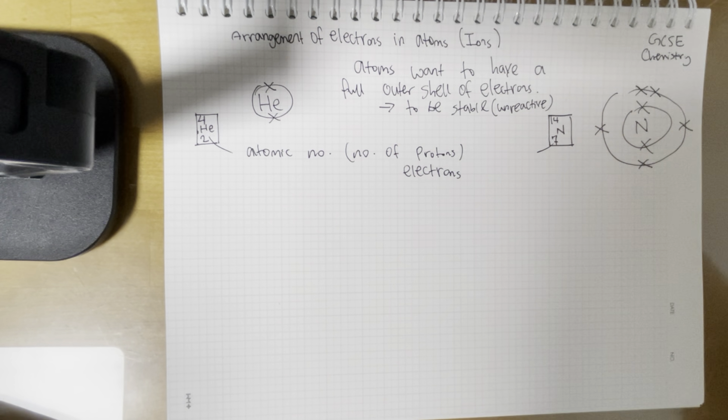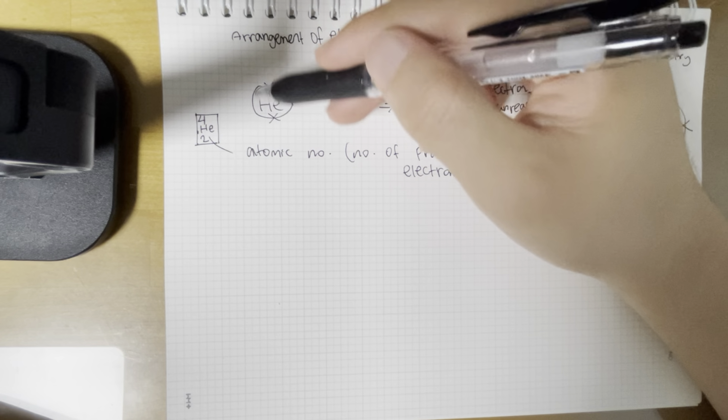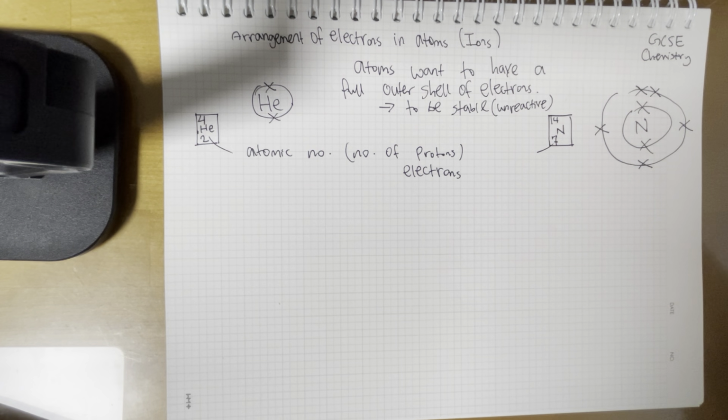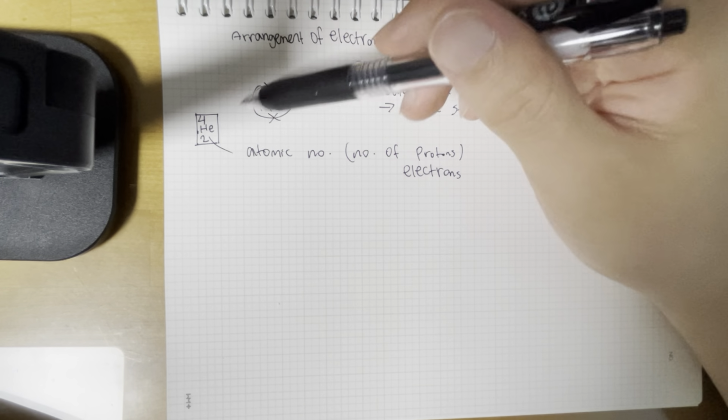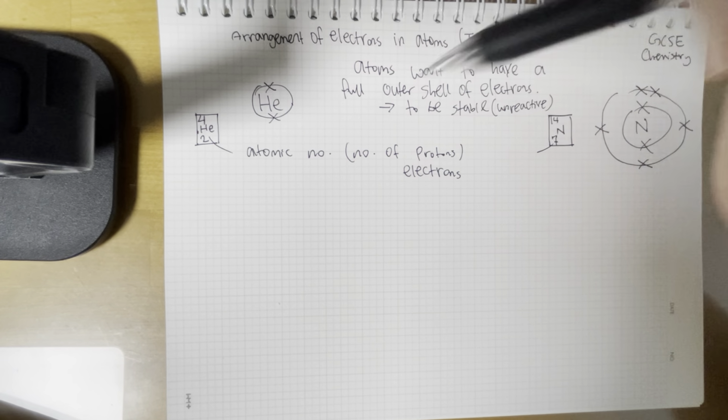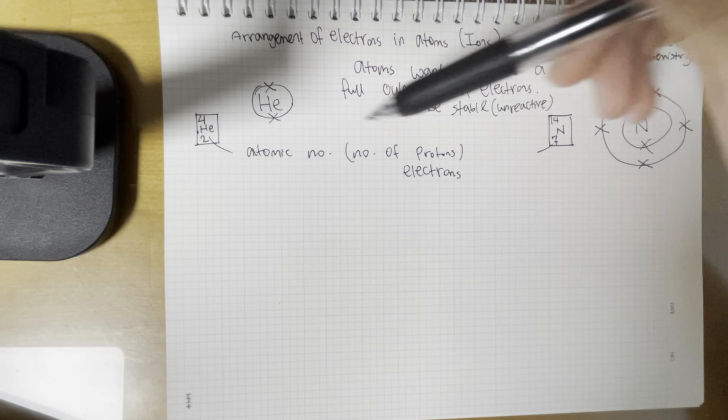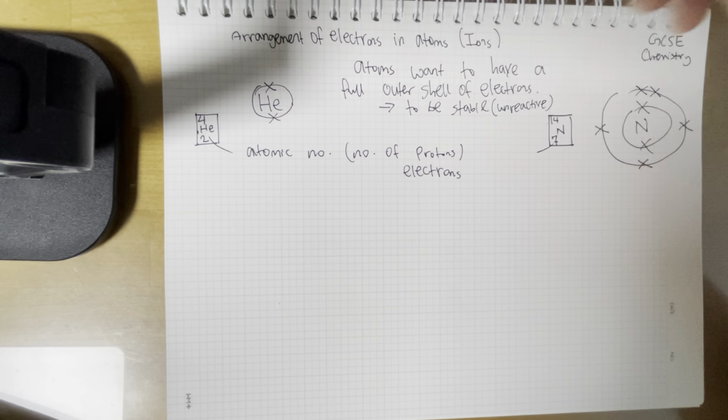Well, this is why. The shell is what the electrons circle the nucleus in. So the nucleus has protons, right? The protons pull the electrons together, and these electrons orbit the nucleus in what are called shells, these circles. Now these are called dot and cross diagrams, so we represent the electrons with these crosses.